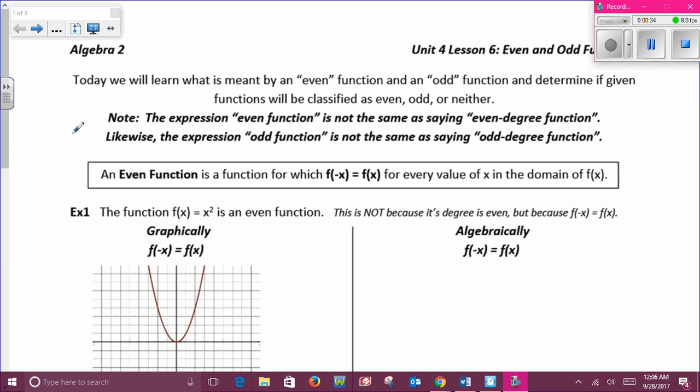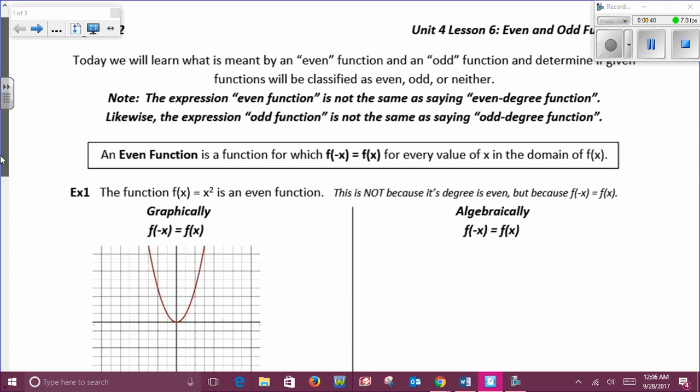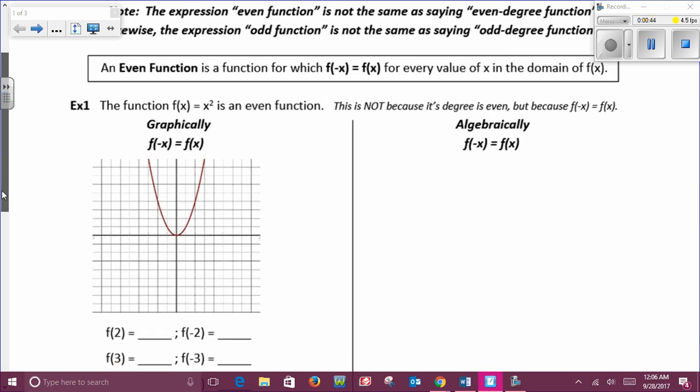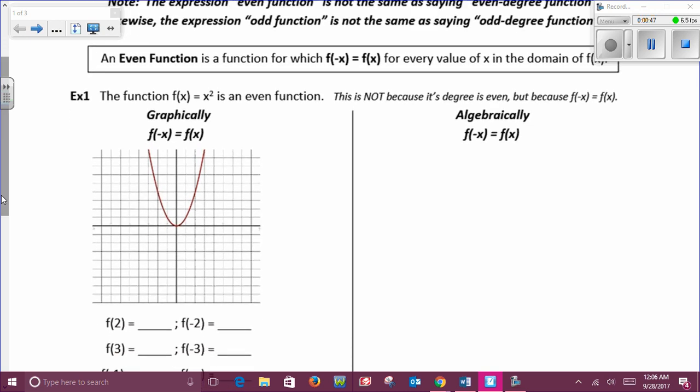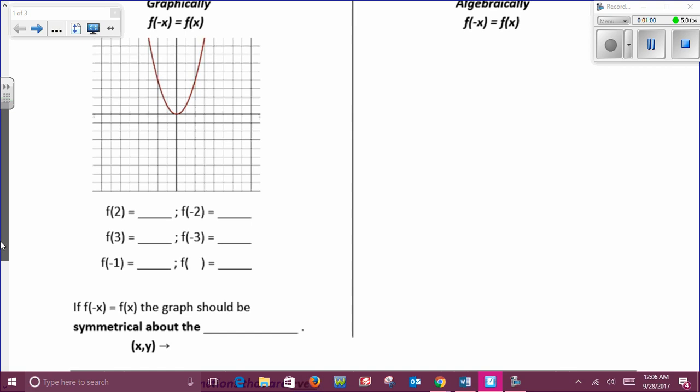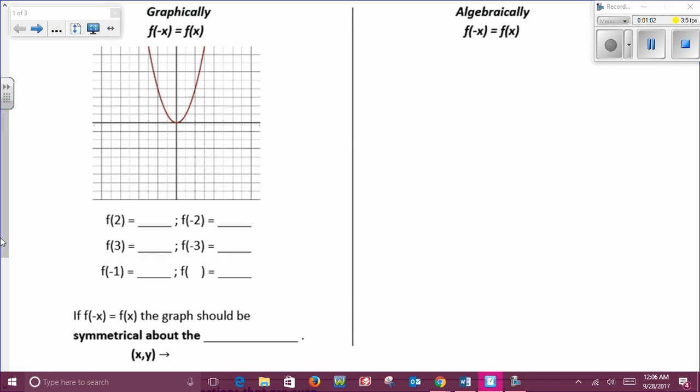So an even function is a function for which f of negative x equals f of x for every value of x in the domain of f of x. So what that means is the function f of x equals x squared is an even function. This is not because its degree is even, but because f of negative x equals f of x. So we have a picture graphically here, and this is f of x equals x squared.